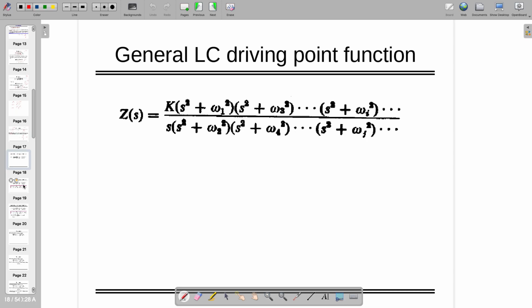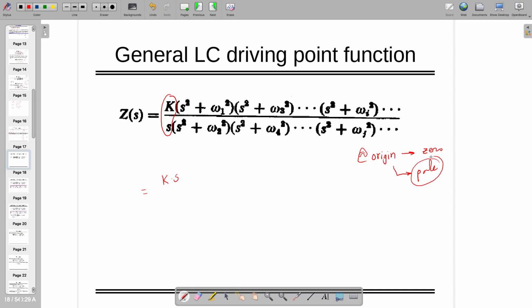Anyway, let's have some general LC driving point function, which may have k divided by s, or k times s, and then the rest of the transformation. It means at the origin you can have a zero, or you can have a pole. When you have a zero at the origin, it says that an inductor will be there at the beginning, and thereafter the rest of the things will be in shunt, in series with that.